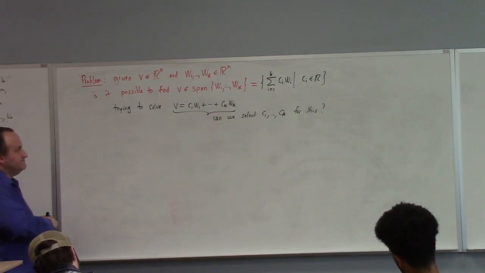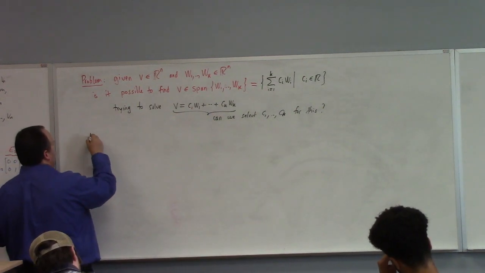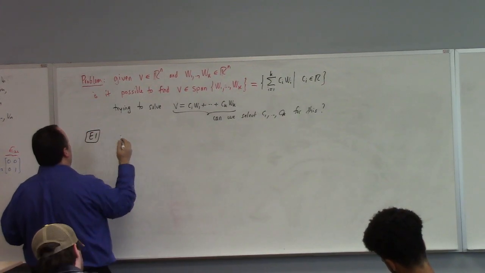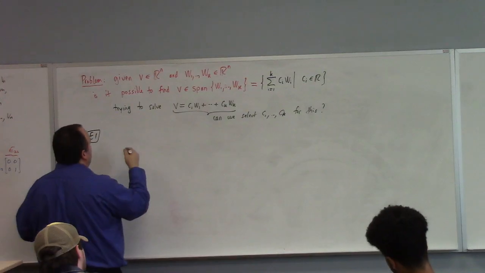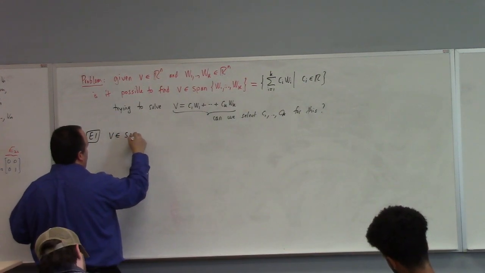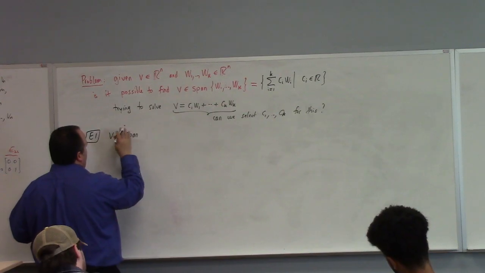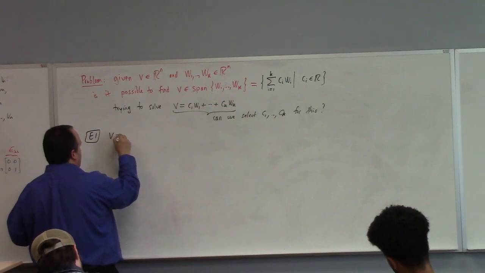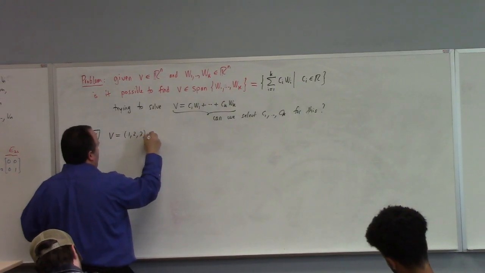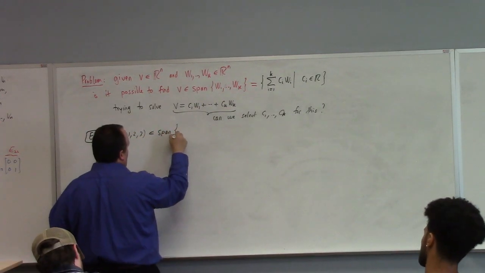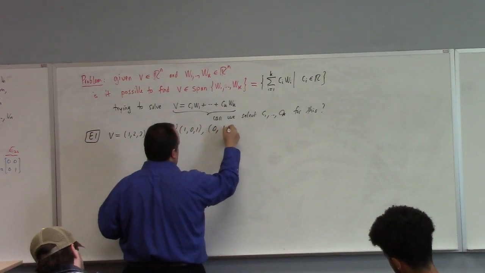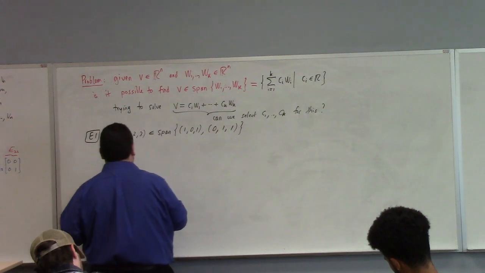So example 1, we'll do a 3-dimensional example. 3 is enough. So is V in the span? I guess I better make up a V. Let's say V is equal to (1, 2, 3). Is (1, 2, 3) in the span of (1, 0, 1) and (0, 1, 1)?